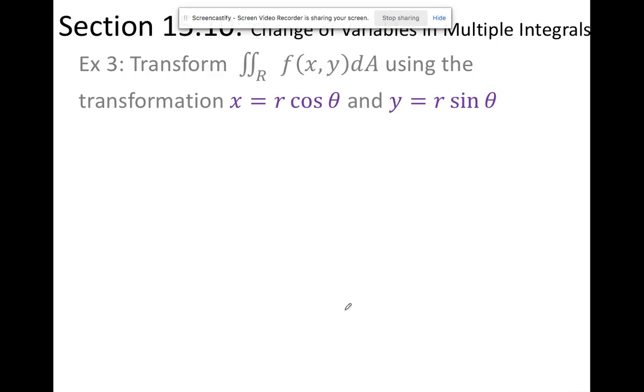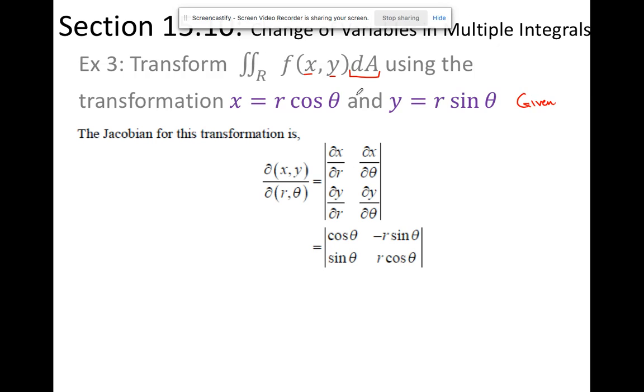Look at this one. You don't have to come up with the transformation equations. The transformation equations were given. And I want you to change from xy with transformation equations into r and theta, which means you have to transform your dx dy region of integration into dr and d theta.